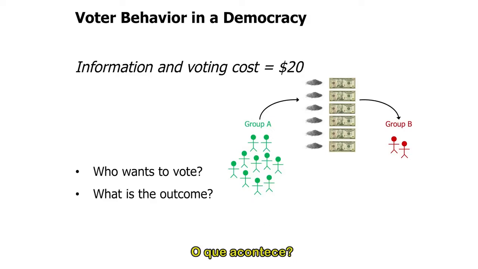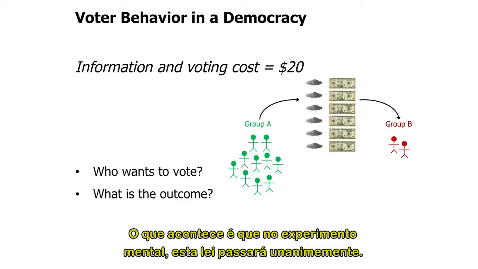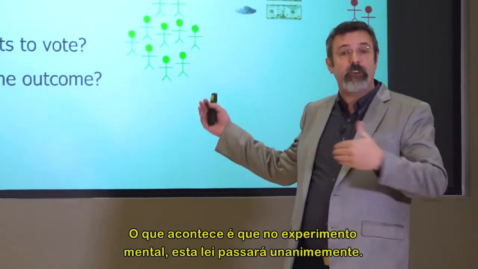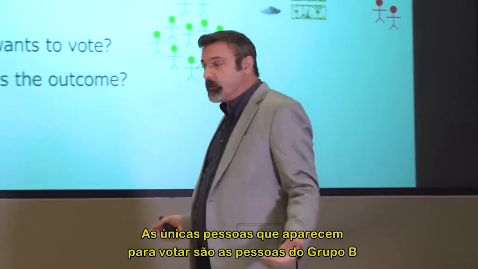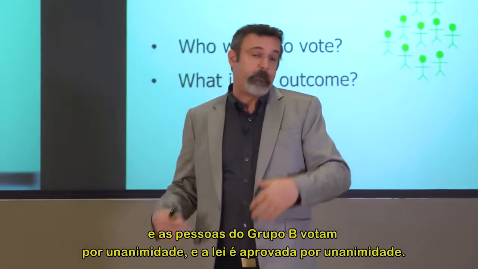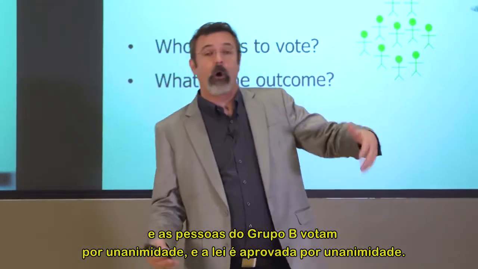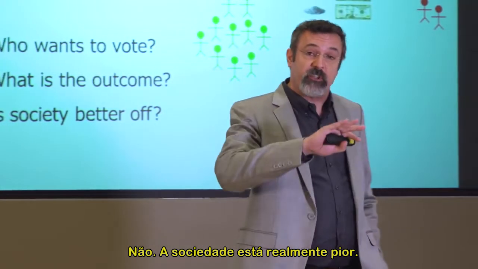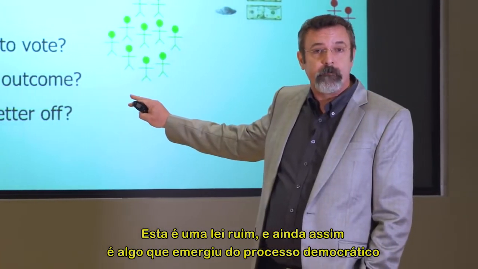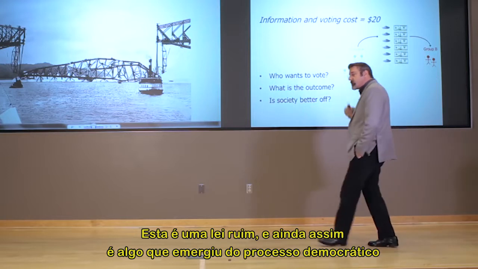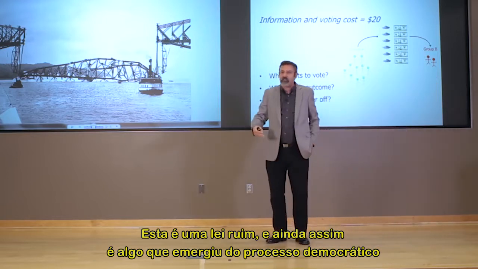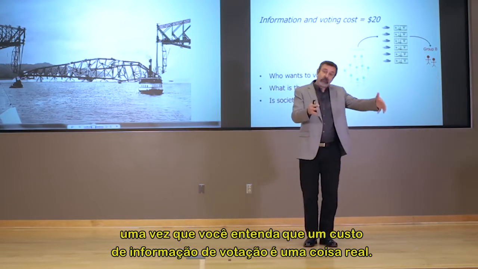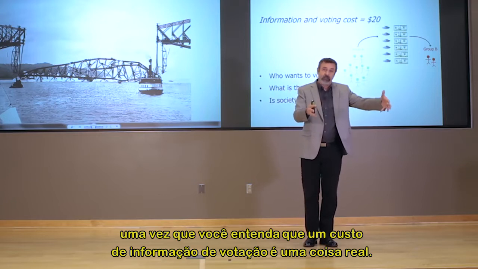And so what happens? Well, what happens is, in our thought experiment, this law passes unanimously. The only people who turn up to vote are the people in Group B, and the people in Group B unanimously vote for it, and the law passes unanimously. Is society better off? No, society is actually worse off. This is a bad law. And yet, this is something that has emerged from the democratic process once you understand that an information and voting cost is a real thing.